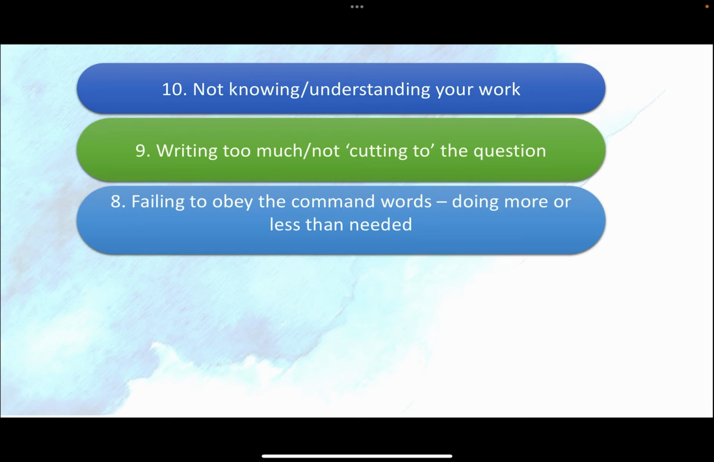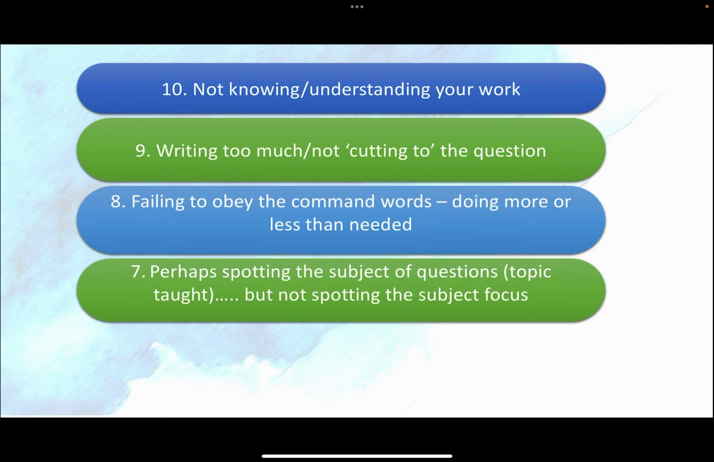In number 8, you're failing to obey the command words or doing more or less than is needed. By command words we mean explain, describe, justify, evaluate, and hopefully you already know what each of those command words mean in turn. And if not, go and have a look because that is going to really help you when it comes to knowing what is going to get you a mark on a describe versus an explain question.